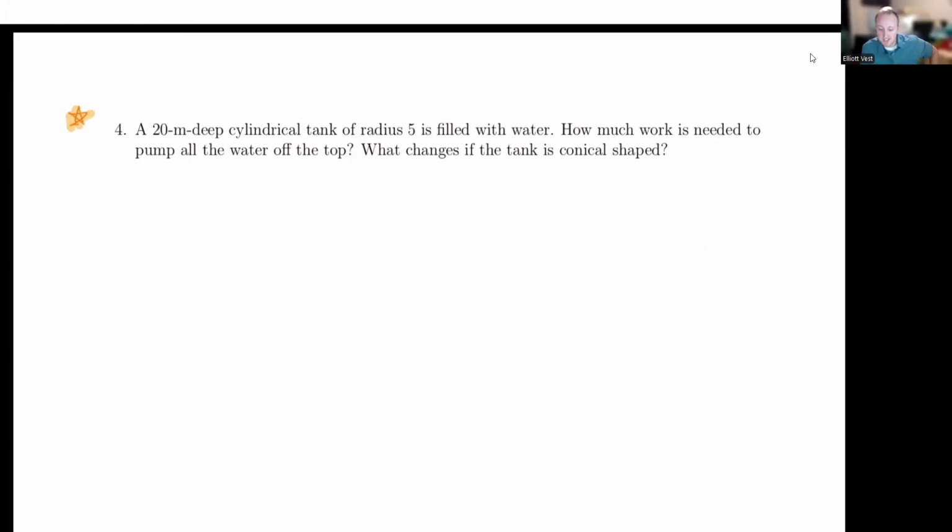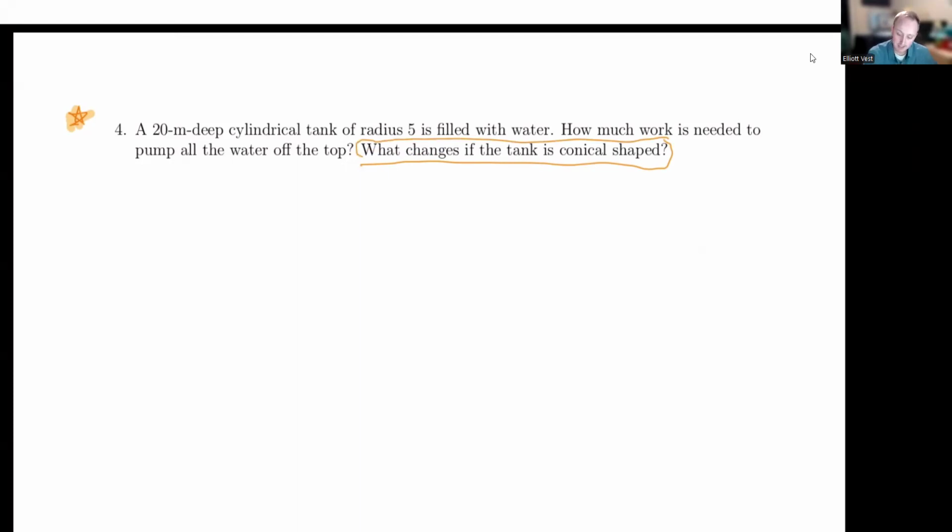So a 20-meter deep cylindrical tank of radius 5 is filled with water, to the brim, we'll say. How much work is needed to pump all the water off the top? And what changes if the tank is conical shaped? This is going to be your question you're going to need to answer. We'll get to that a little bit later.